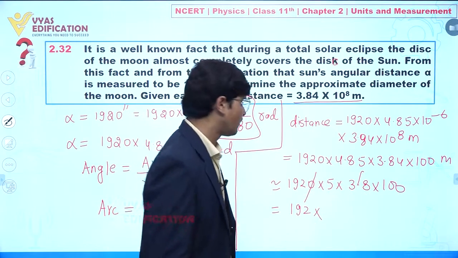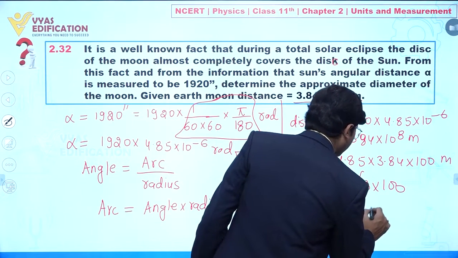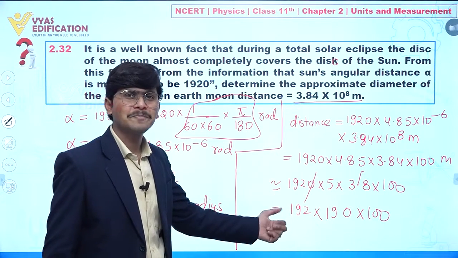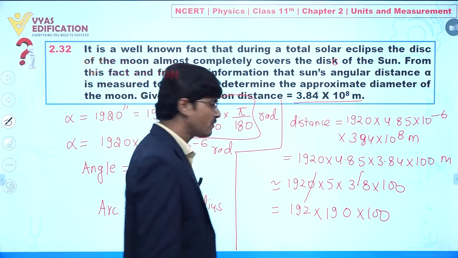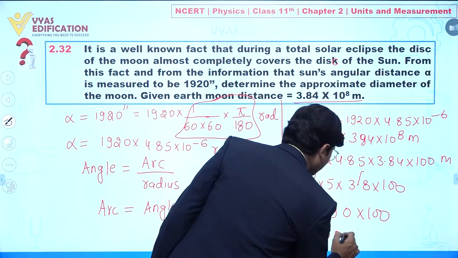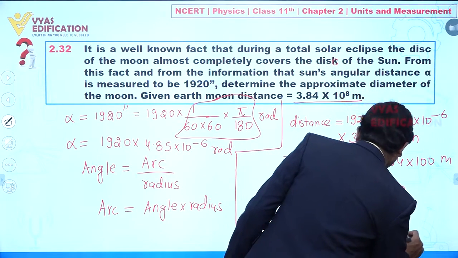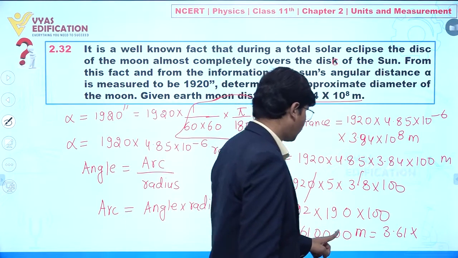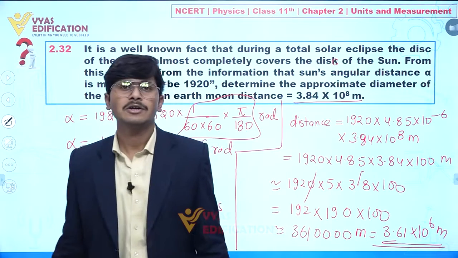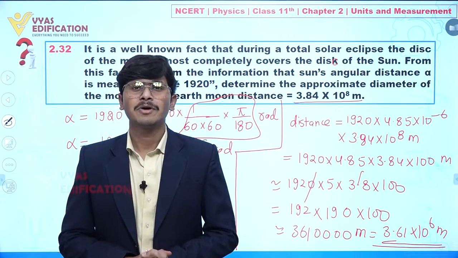Multiply 38 with 5, this is equal to 190, and multiplied with 100, clear? We can say this is 19 square, equal to what? This is 361, so nearly 361,0000 meter, or we can write this as 3.61 into 10 to the power 6 meter. So this is the approximate diameter of the moon, clear? So like this we can calculate, clear? So this is all about this question.